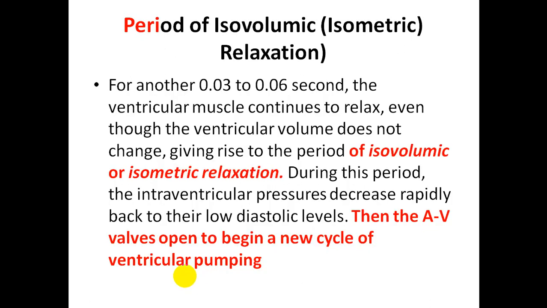For another fraction of a second, or millisecond, the ventricle muscle continues to relax, even though ventricular volume does not change. This gives rise to a period of isovolemic, or isometric, relaxation. During this period, the intraventricular pressure decreases rapidly to its lowest level at the end of systole.